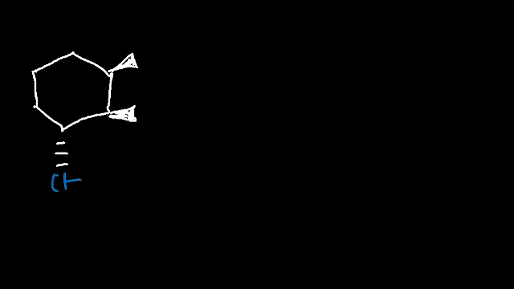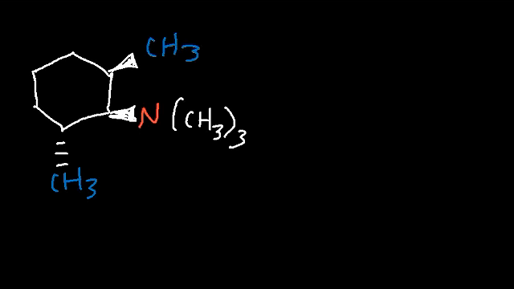Now what about this example? So this time, the leaving group is going to be surrounded by two methyl groups. The leaving group is a quaternary nitrogen atom. Whenever nitrogen has 4 bonds, it has a positive formal charge. So it's ionically bonded to hydroxide.